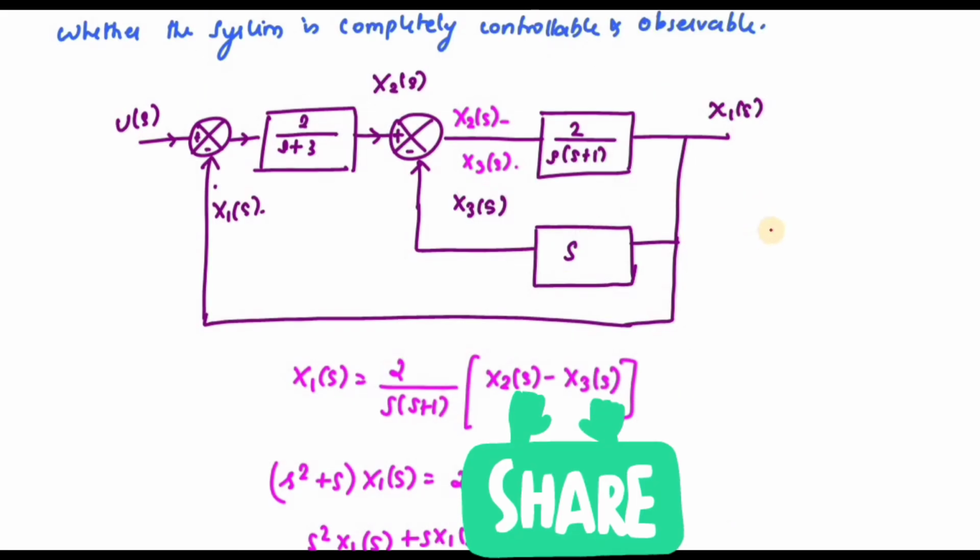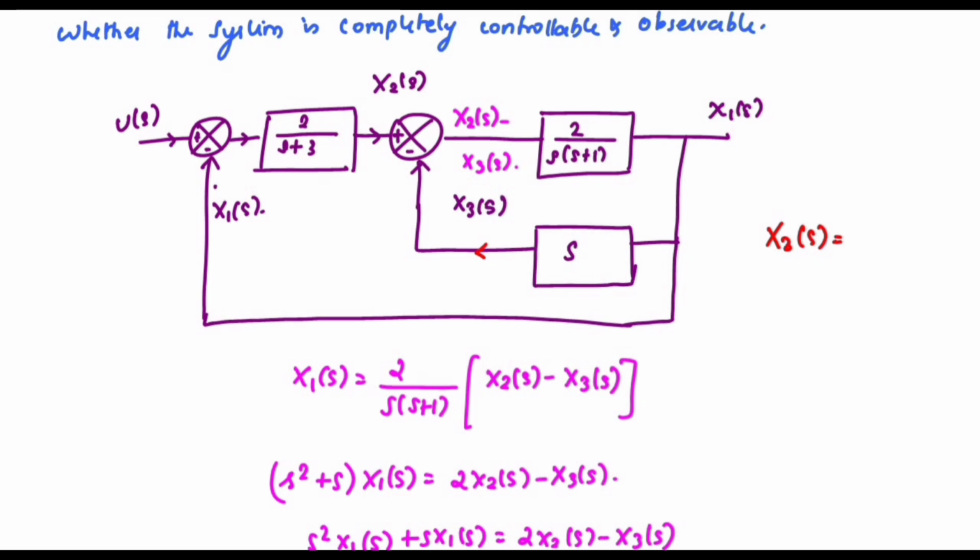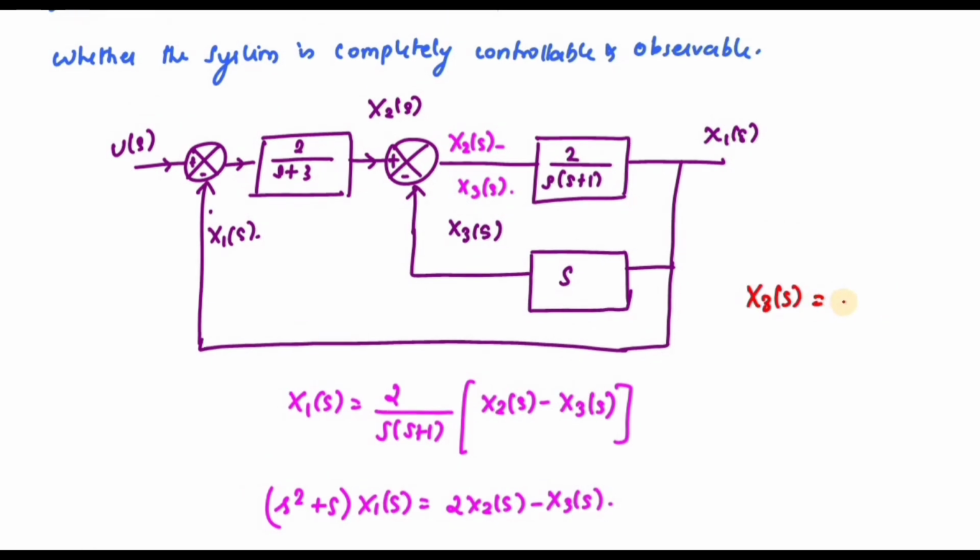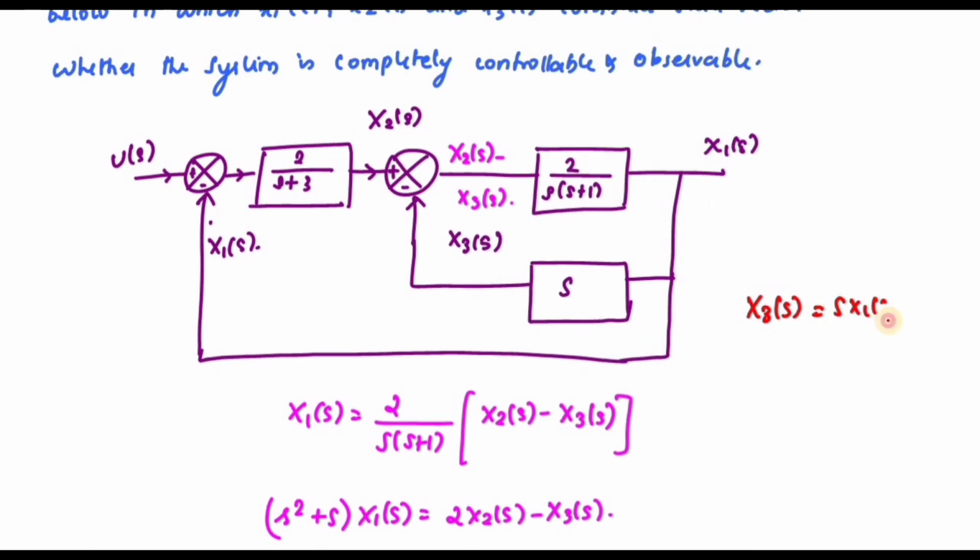So I can write X3(s). This is X3(s), that is equal to s into X1(s). So x3(t) is equal to x1 dot(t). This is my second equation.